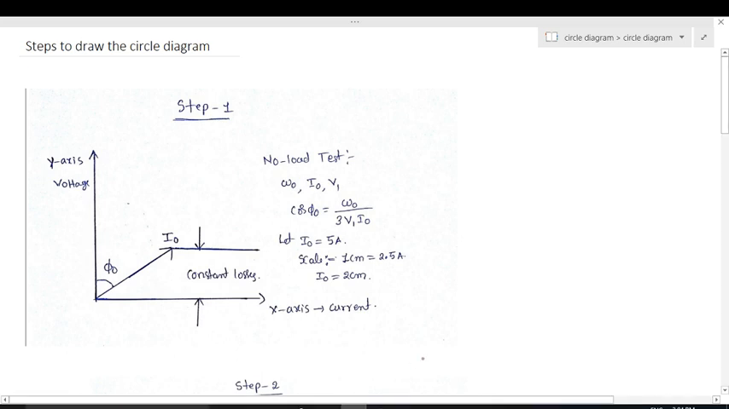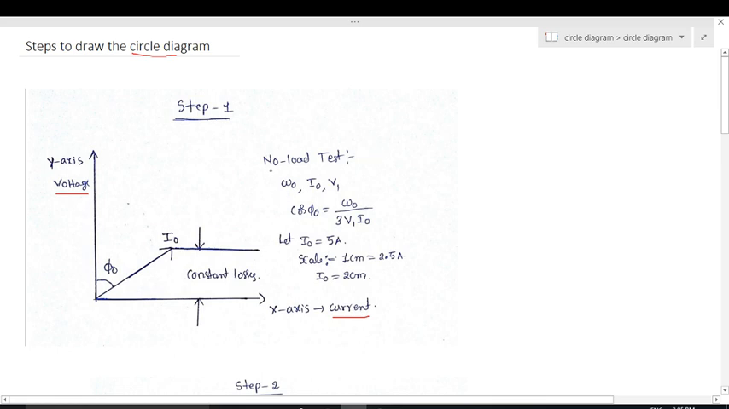Hello viewers, today our topic is the circle diagram of induction motor. First, step 1 is how to draw the circle diagram. In that first step, take the y-axis as voltage and the x-axis as current.